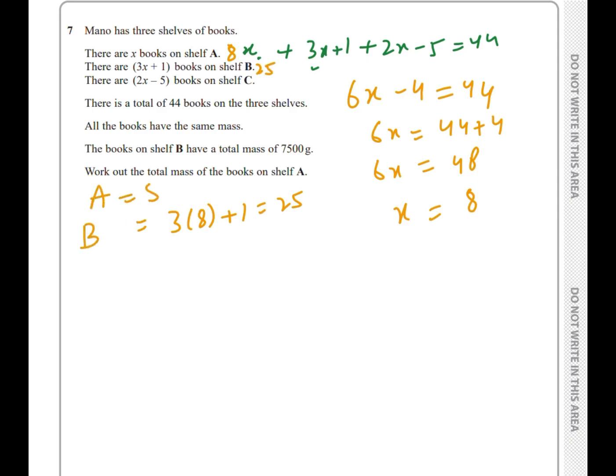A equals 8, and C has 2 times 8 minus 5. So 2 times 8 is 16. 16 minus 5 is 11. So we have 11 on C.